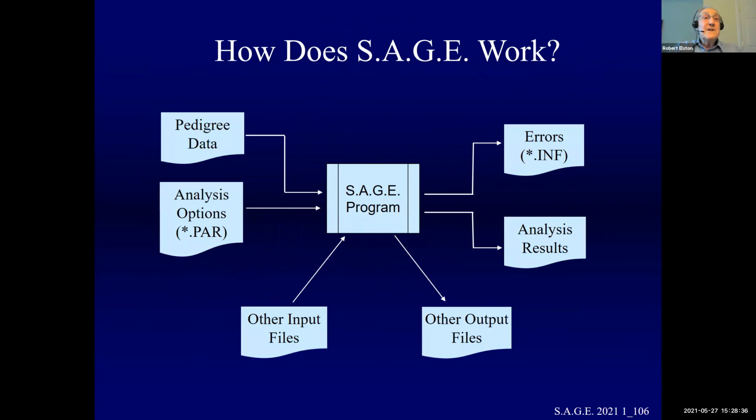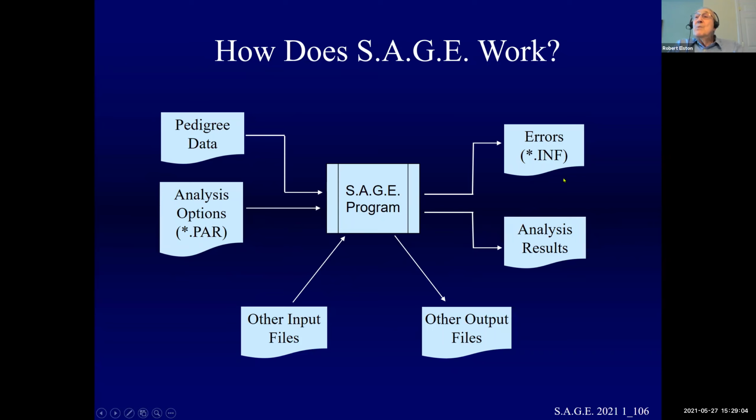All right. So this is how S.A.G.E works. You basically have the S.A.G.E program in the middle. You have to input your pedigree data. You input what is known as a parameter file, .par, that gives you all the analysis options. You may have to input other files. And then you have 3 possible outputs.